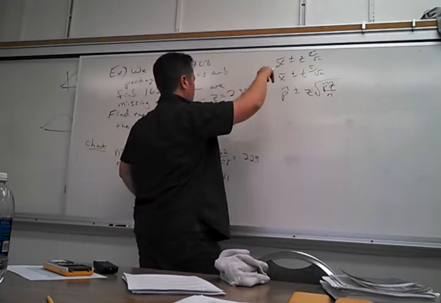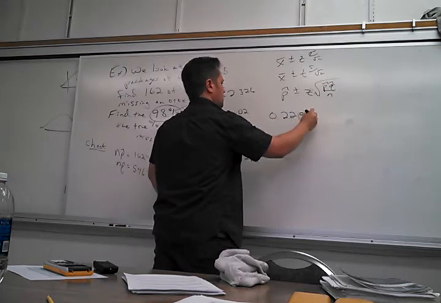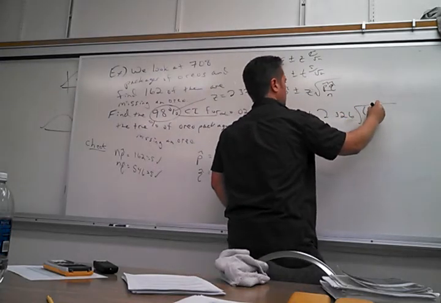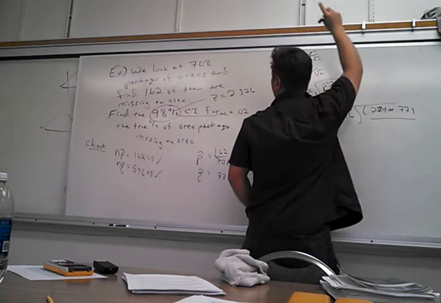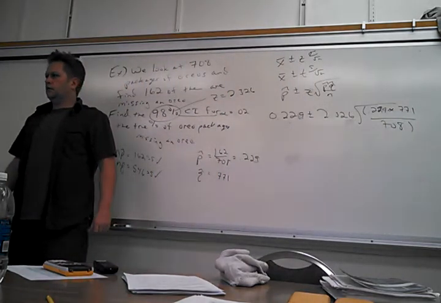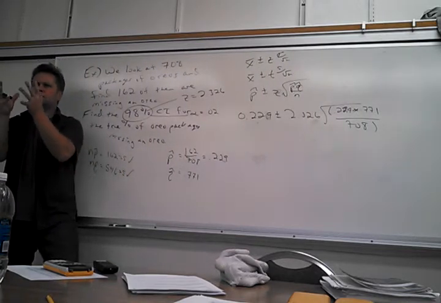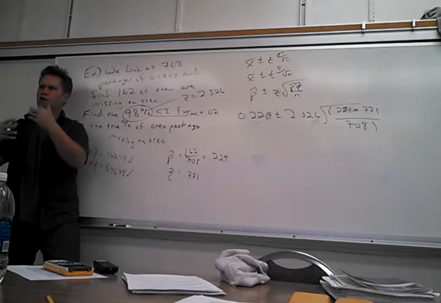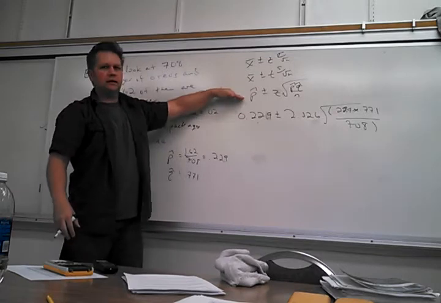Let's see, P hat was 0.229, give or take 2.326 of these. N was 708. This should be a very strange word to use in math, but this should be satisfying in a way because everything has a place. You just put them in there. It's a plug and chug problem, right? So it's like a very basic algebra problem, x plus y squared, where x is 2 and y is 3. You just plug them in and do it. Same thing here. You just got to know which thing to plug it into.